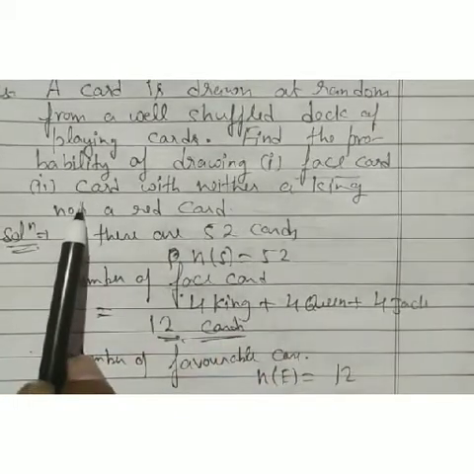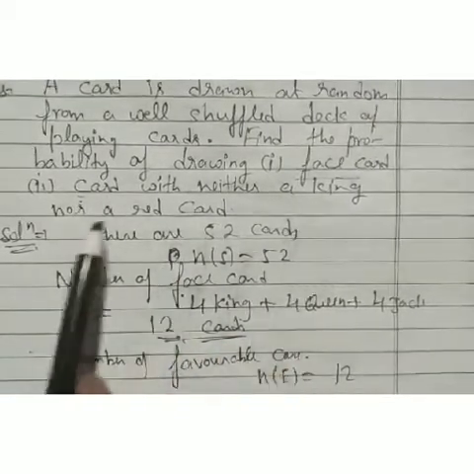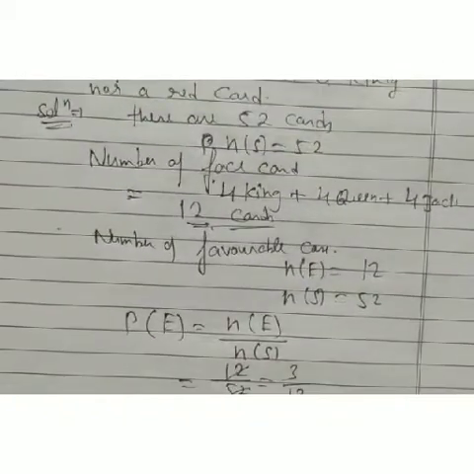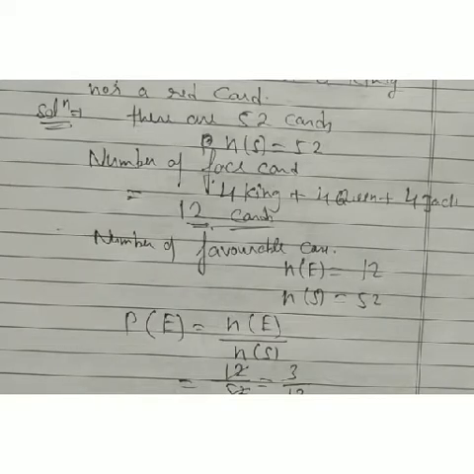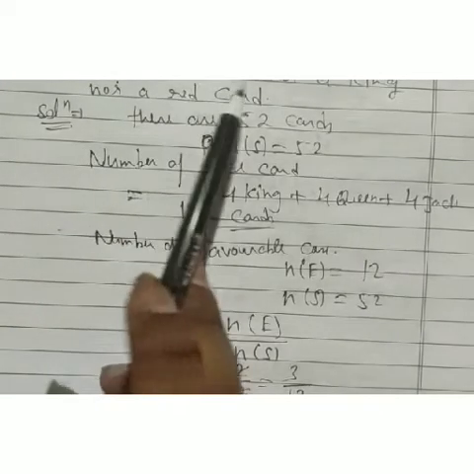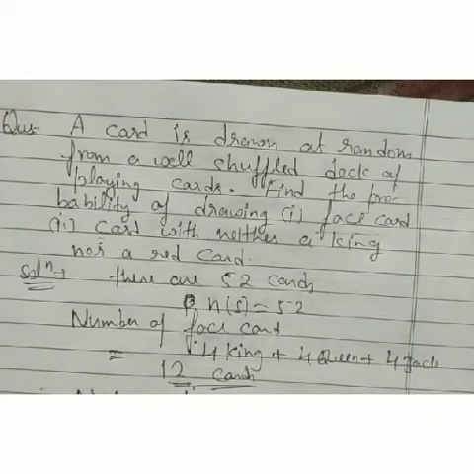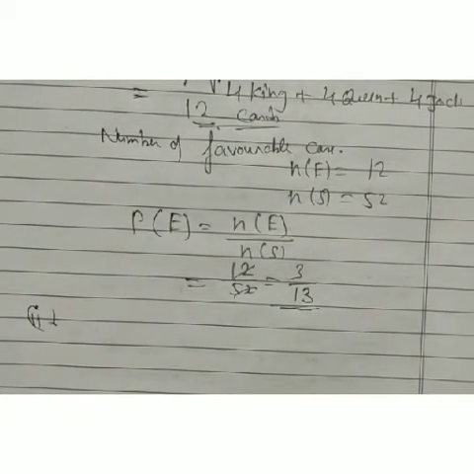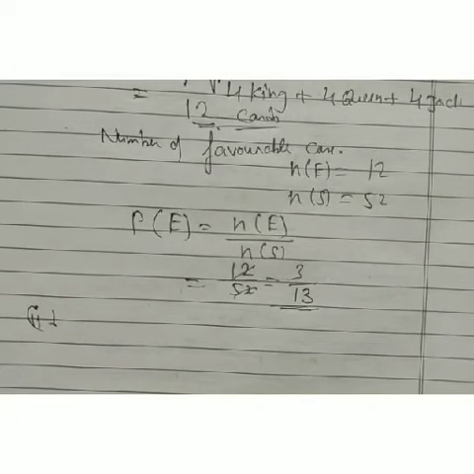Now there is one more problem there. The second one is asking about a card that is neither a king nor a red card. Now we have to find out the card that is neither a king nor a red card. If it is neither a king nor a red card, then there are 4 kings.